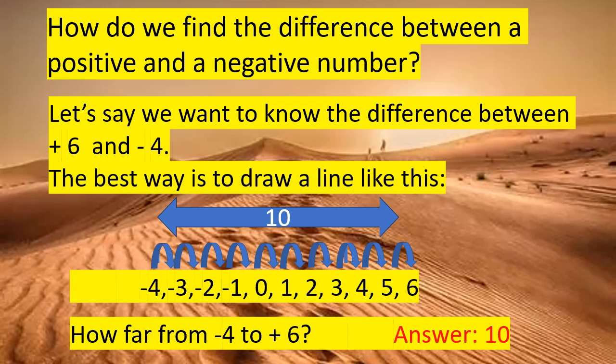So now you can measure how far from minus 4 to plus 6. So each of those little loops is one number. You count them all, and there's 10 of them. So the answer is 10.